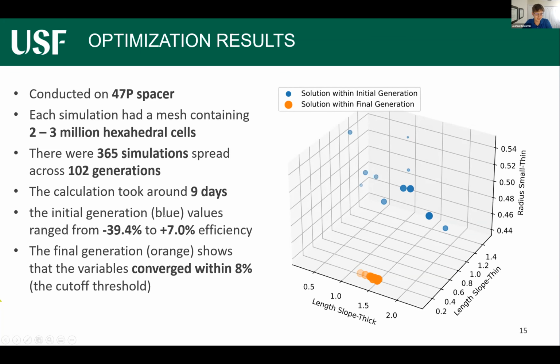In the initial generation, the values range from about -39 to +7% efficiency. You can see that right here, where all the bubbles are spread out across the solution space. But the final generation, which was the optimized generation, showed that the variables were able to converge within 8%. So they go from being spread out all over the place to being right on this one spot. That's where we decided to cut off the simulation, because it was essentially able to converge right here.